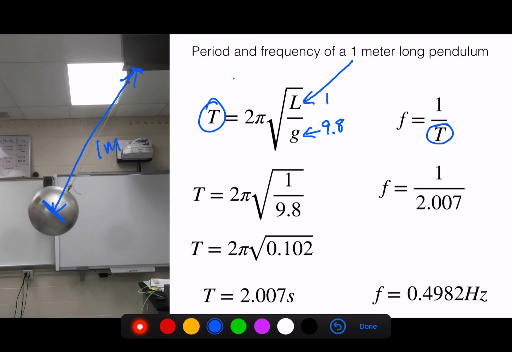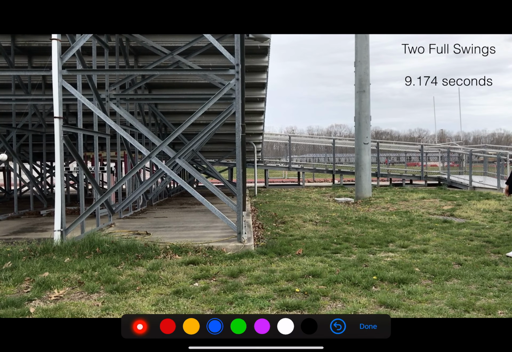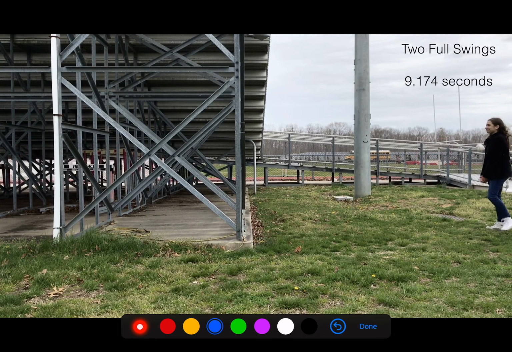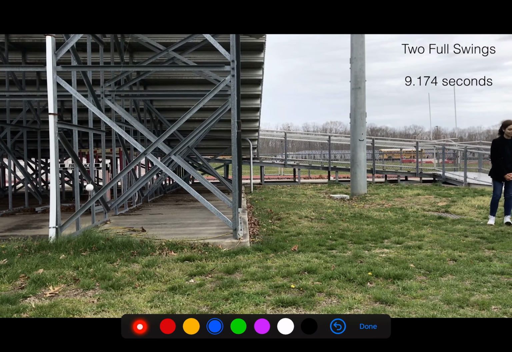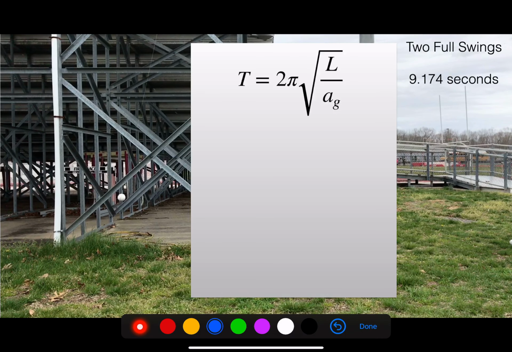Here is what you should have found. I'd now like you to try going backwards. So we made a pendulum out by the football field, and I'd like to see if you could figure out the length of the pendulum, even though you can't see the entire string. Okay, so we release the pendulum, we allow it to swing a few times, and we time it. 2 swings took 9.174 seconds. So what we want to do is use our formula for period.